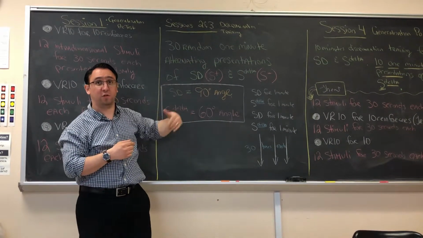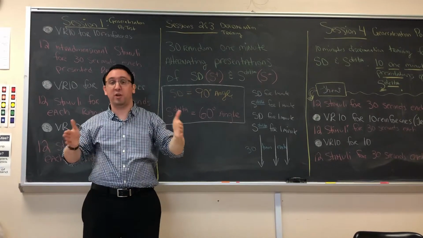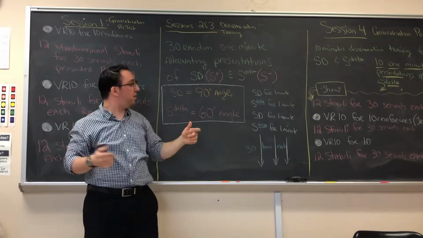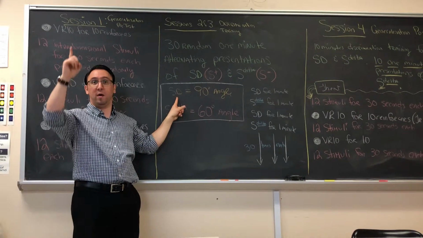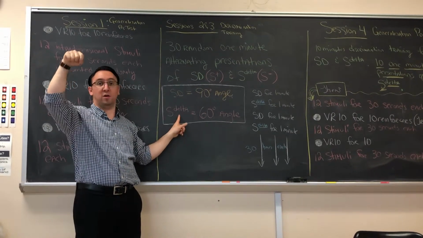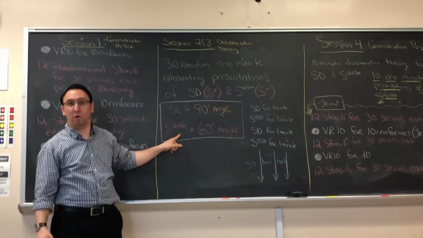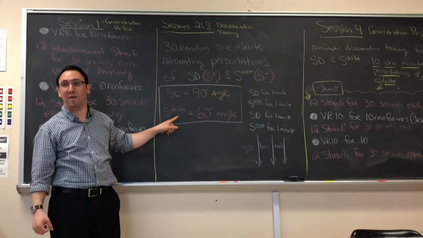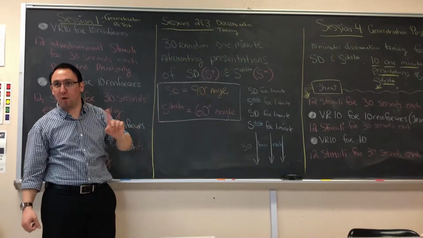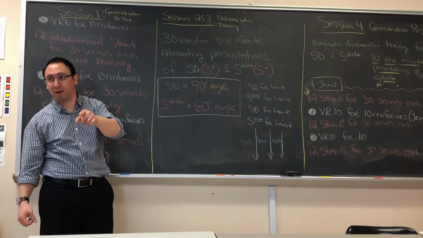What we're doing in sessions 2 and 3 is we're trying to train a discrimination between the 2 stimuli so that responses to the SD go up and responses to the S delta go down. We cannot say that there is inhibitory learning, because in order to have inhibitory learning, we must first have excitation. There could be no inhibition without excitation.